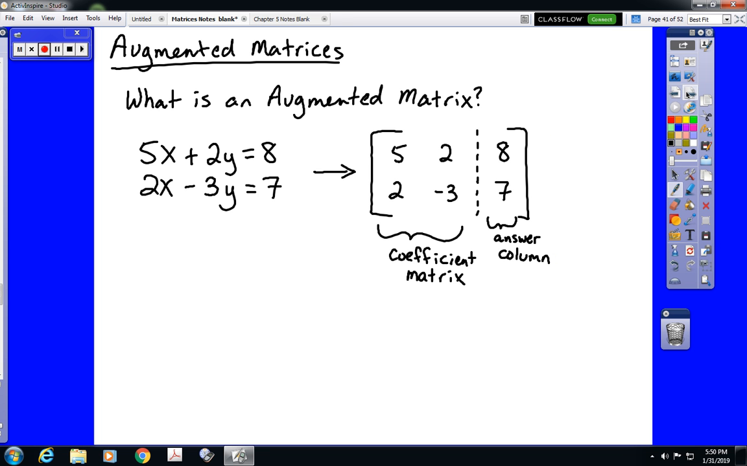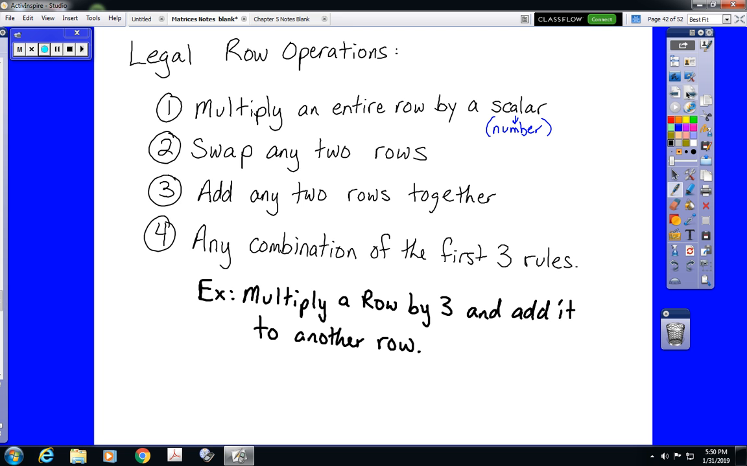So, the legal row operations, there are 3 of them. You are allowed to multiply an entire row by any number you would like to, any scalar. You are allowed to swap any 2 rows, because remember, the rows represent equations. You're allowed to switch the equations around if you want to, just like you're allowed to multiply both sides by whatever value you want. And then the third thing you're allowed to do is add any 2 rows together. Now that is a little bit less obvious, but if you think about it, when you've used elimination in the past to solve a system of equations, what are you doing? You're adding the equations together. So there's no reason why you can't add 2 rows together.